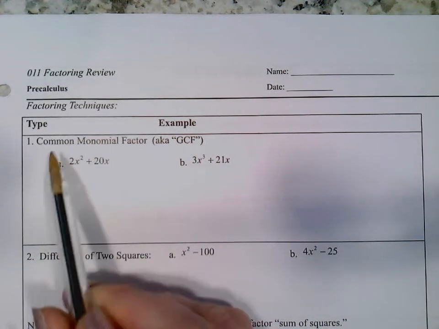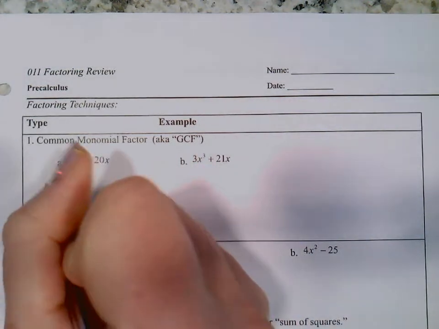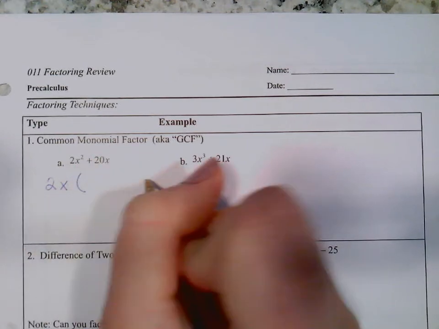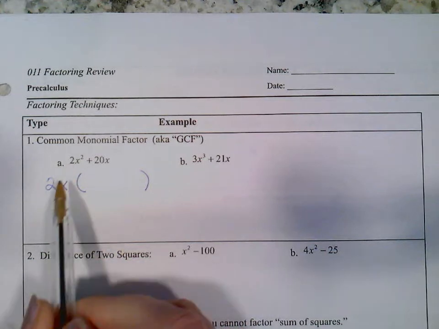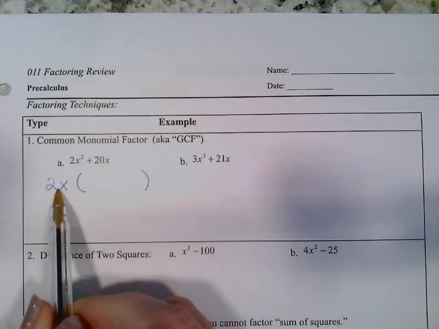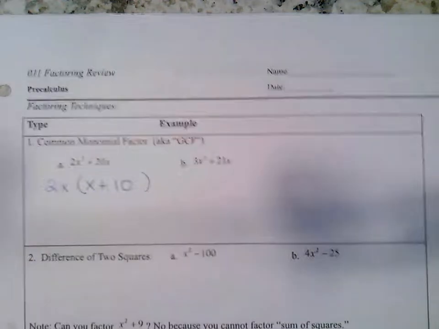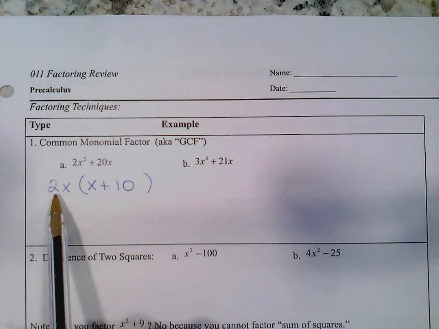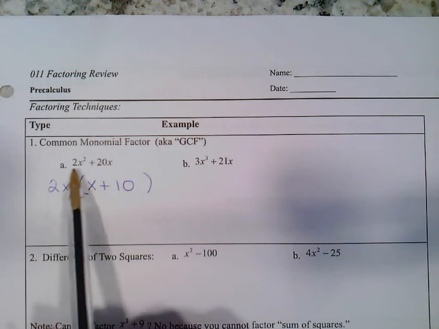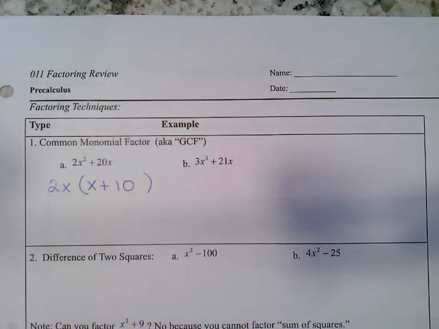So once you locate the greatest common factor, in this case, I can pull out a 2 and an x from both terms. You write the greatest common factor in front of a set of parentheses. Then you're dividing each of these terms by 2x. So what will I have left? I'll have left x plus 10. You can check your answer by redistributing the 2x. 2x times x is 2x squared. 2x times 10 is 20x.